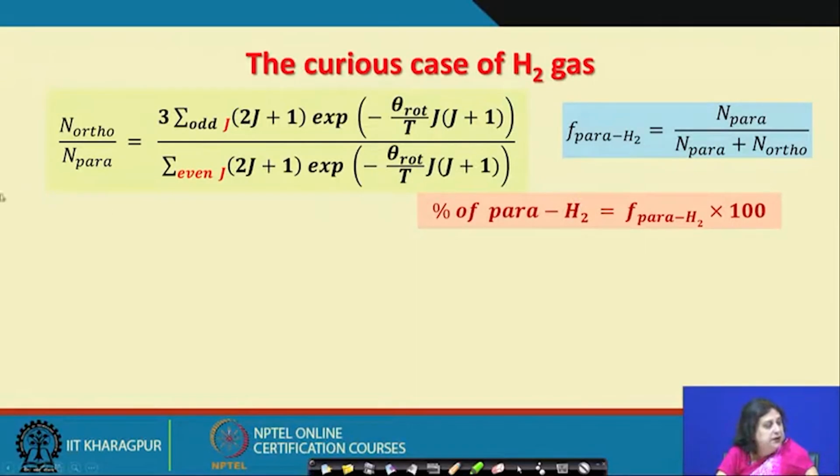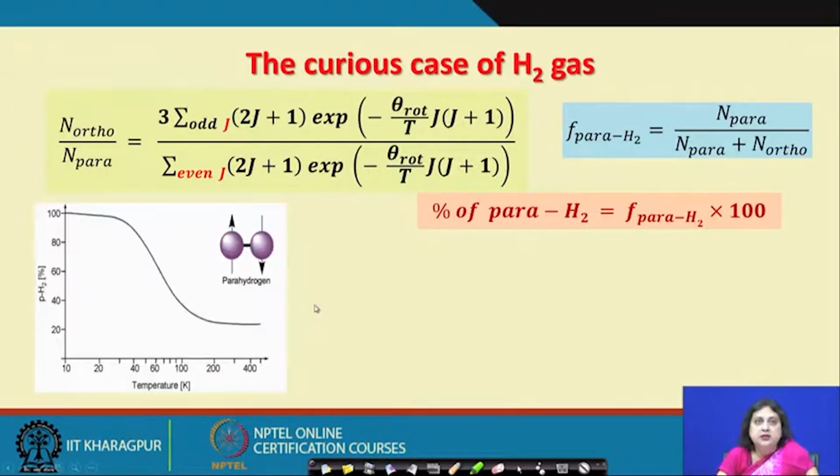Now, simply because this ratio of n ortho and n para is dependent on temperature, I should get this percentage of para-hydrogen in equilibrium with ortho-hydrogen at different temperatures. This must be a function of temperature. So, this is what is plotted over here.